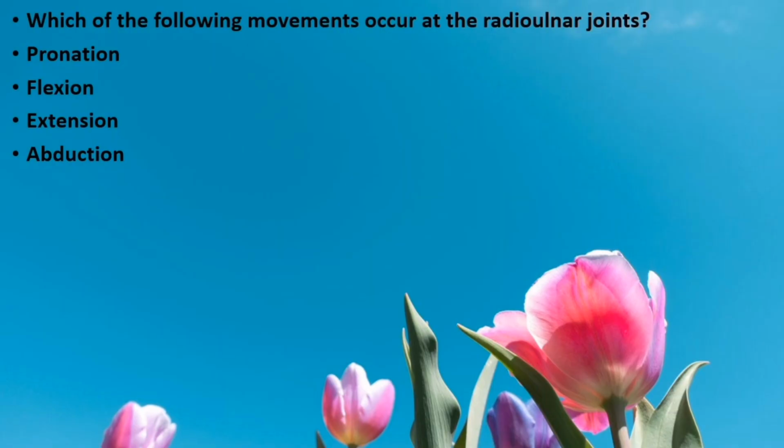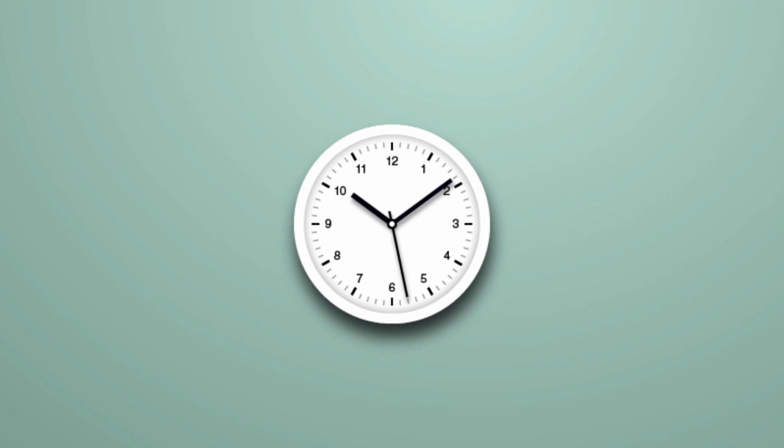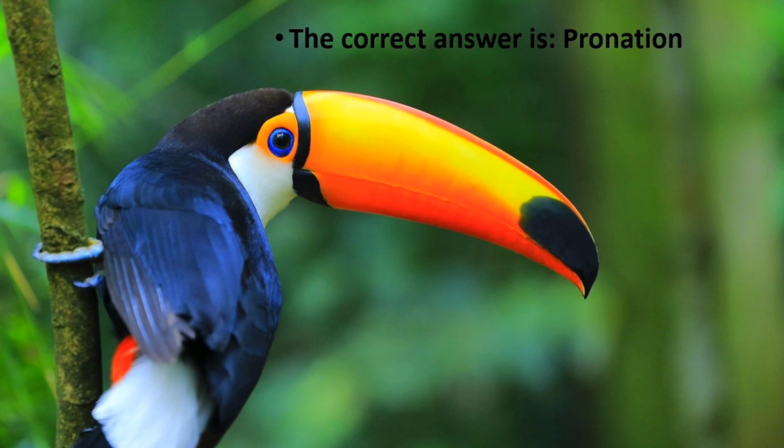Quiz. Which of the following movements occur at the radio-ulnar joints? Pronation, flexion, extension, abduction. The correct answer is pronation.